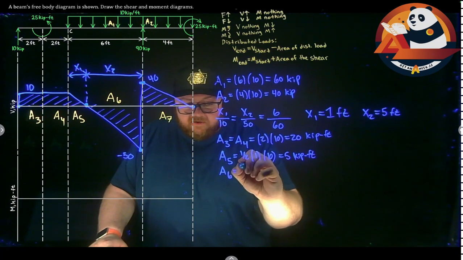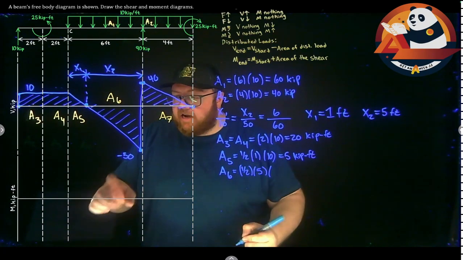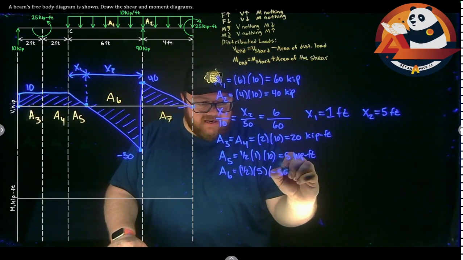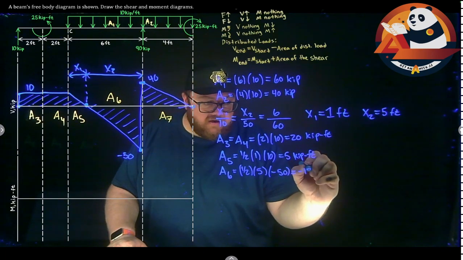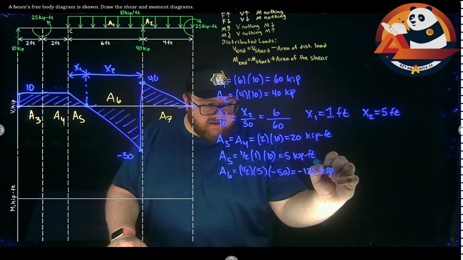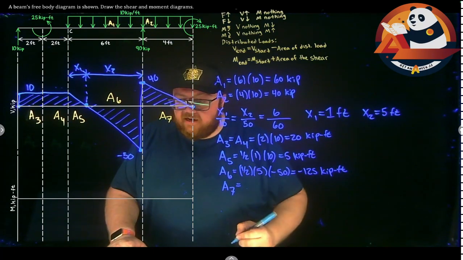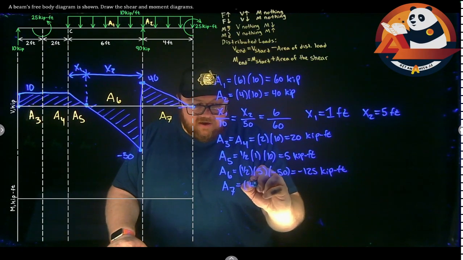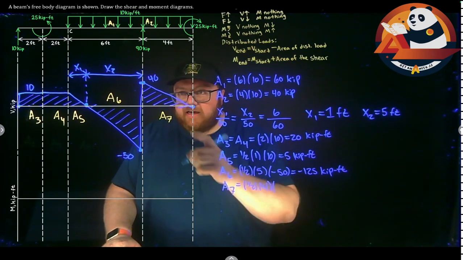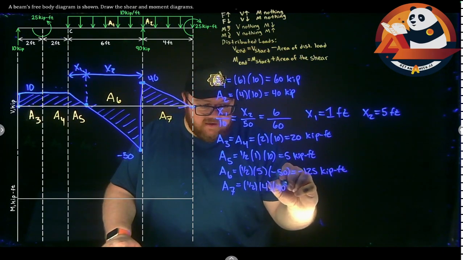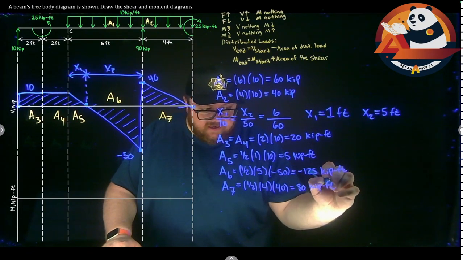Area 6 and 7 are also triangles. Area 6 would be 1/2 times our base x2, 5, times our height, negative 50. Or this is going to get me to negative 125 kip feet. And finally, area 7 would get me to one last triangle, 1/2, my base is 4, my height is 40, or this is 80 kip feet.